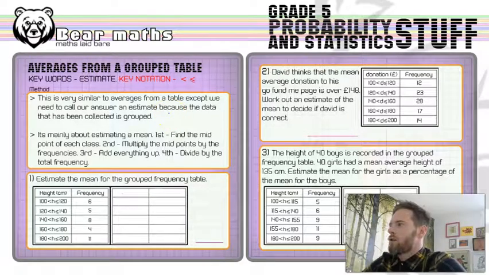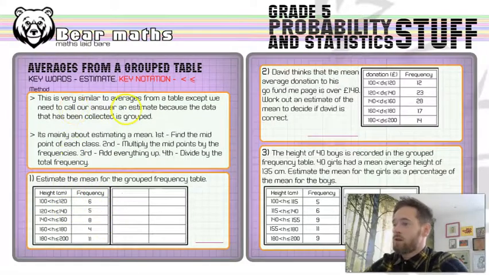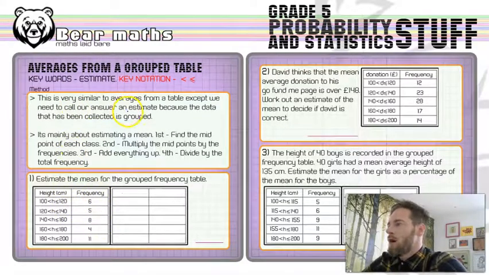This is on averages from a grouped table. The keyword is estimate, which is work out a rough answer to, and the key notation is the less than or the less than or the same as symbols, which are used in the grouped data column. Now this is very similar to averages from a table, which is the previous video, but we need to call our answer an estimate because the data has been grouped.